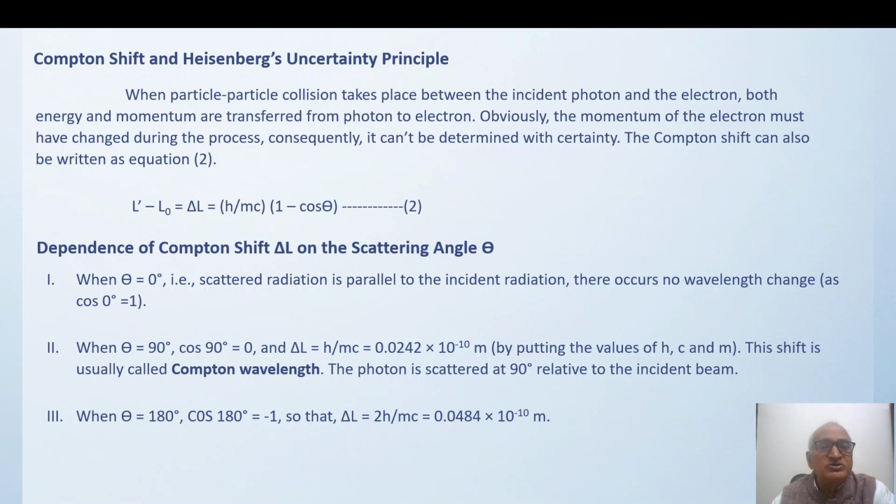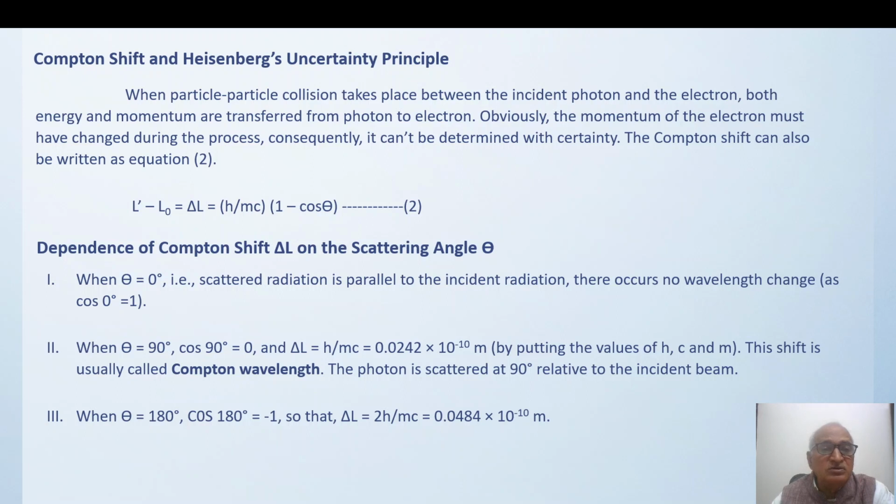Now, dependence of Compton shift delta L on the scattering angle theta. Three conditions have been laid down here. Condition 1, when theta is 0 degree, that is, scattered radiation is parallel to the incident radiation, there occurs no wavelength change. Because if you look at equation 2, cos 0 degree is 1, 1 minus 1 becomes 0, the whole thing delta L becomes 0. So I repeat, when scattering takes place by 0 degree, then no Compton shift occurs.